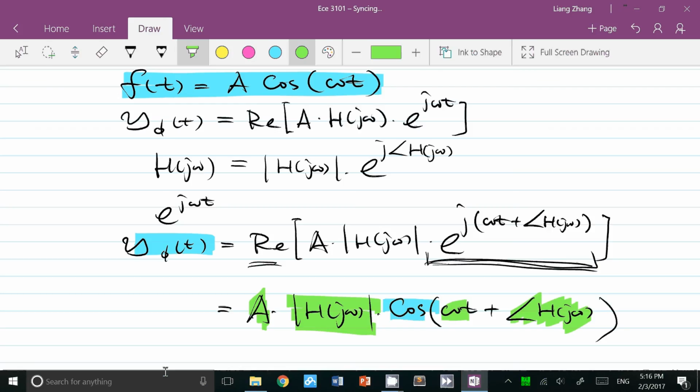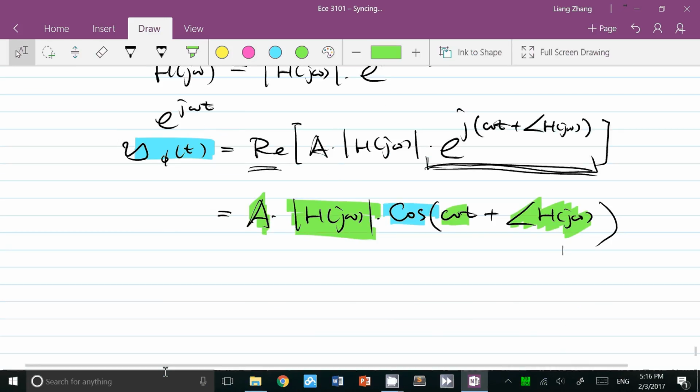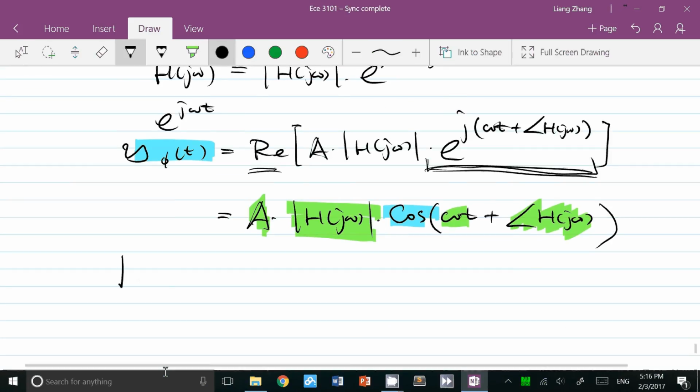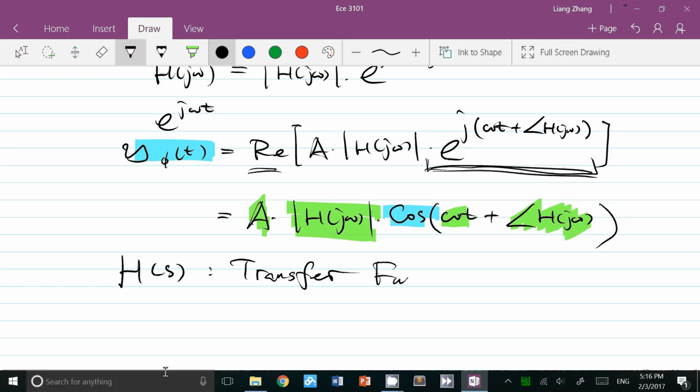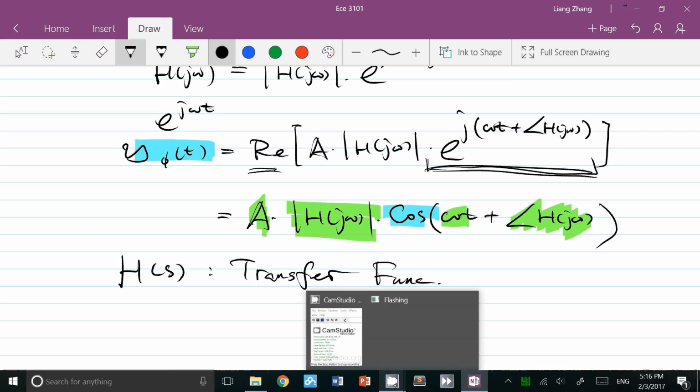Because this H function is so powerful, we simply give it a special name, H of s. We call it the transfer function, because it tells us how the output and input are related. Now, next we'll use an example to illustrate these more complicated cases where cosine signals are involved. Hopefully that example will help you understand this part a little better.